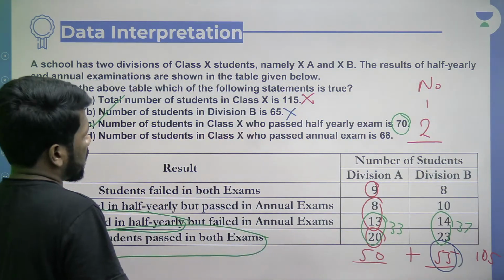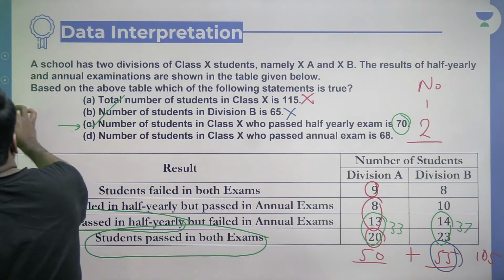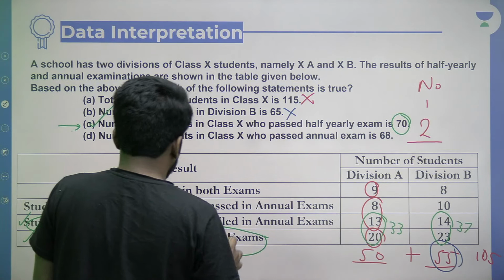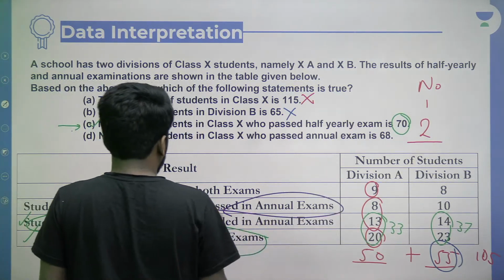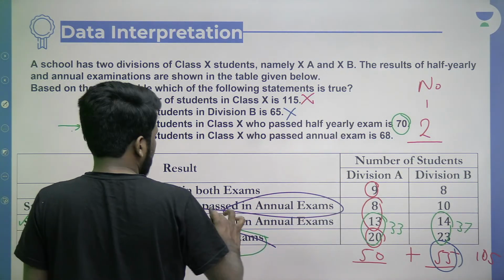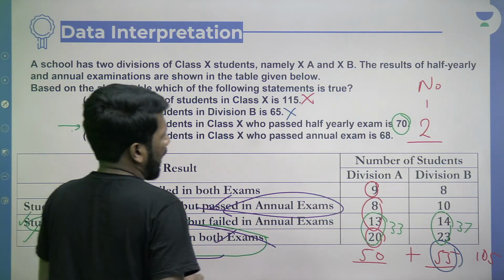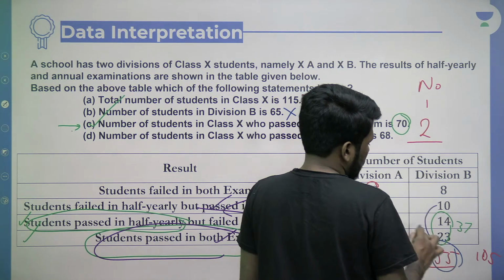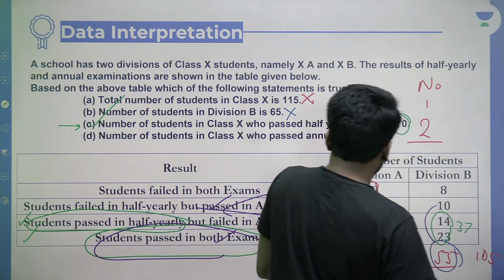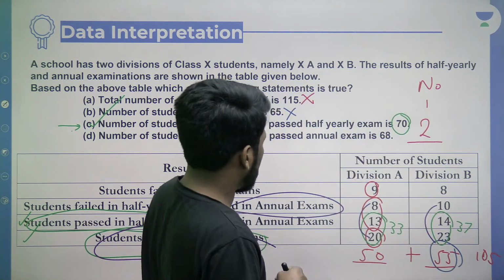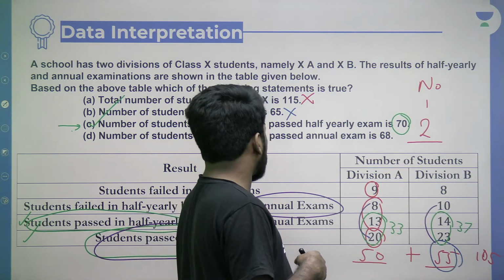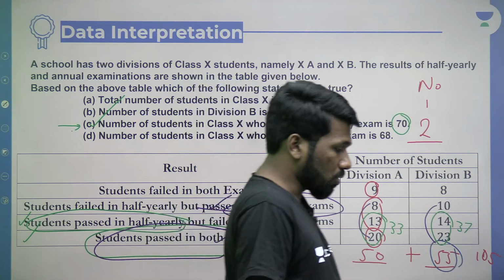Number of students in class 10 who passed in annual exam. Passed in annual exam, again two categories of people. Passed in annual exam only, that is this category, and passed in both, this category. That means second and fourth row you need to add up. That means 8 plus 20, 28, 10 plus 23, 33. 28 plus 33 will be 61, not 68. So clearly option D is also wrong.